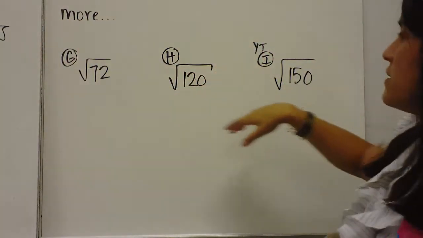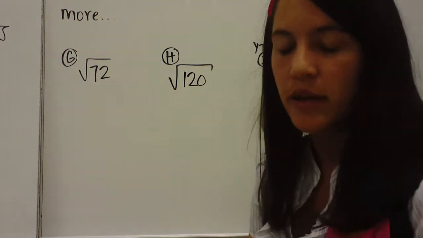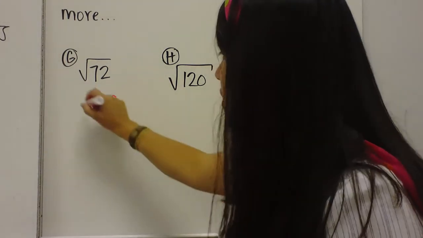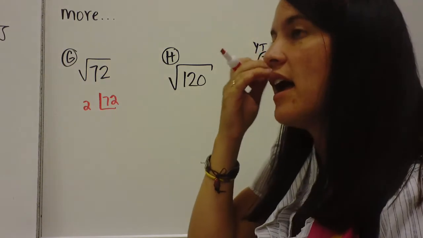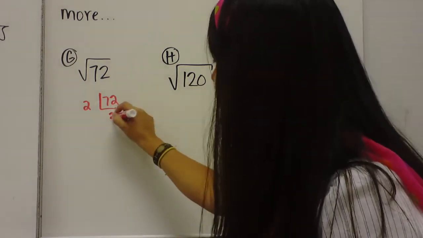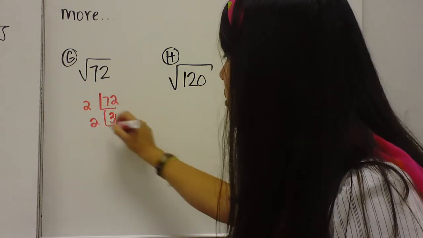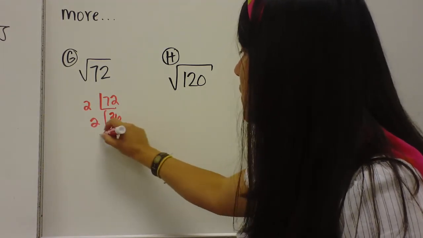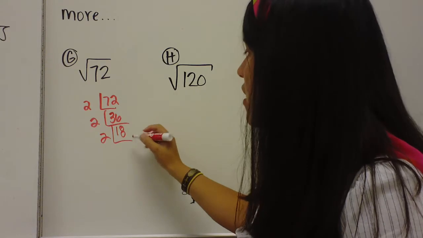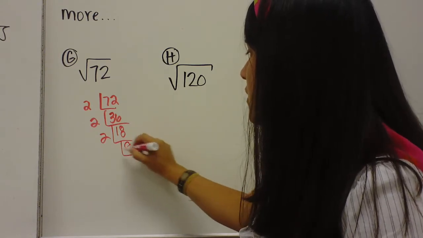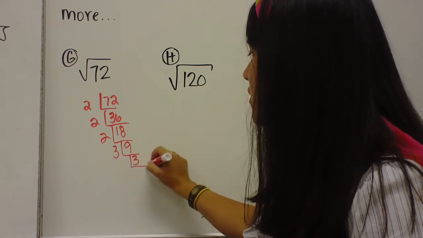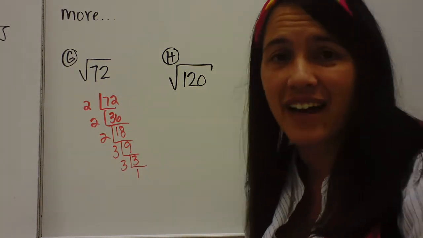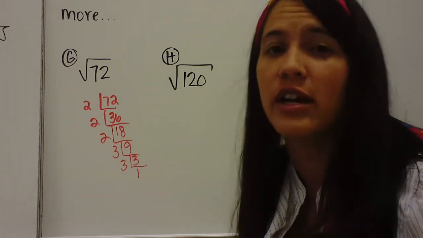Alright, so some more examples. 72. This one's going to be a little more difficult, so let me show you 72. 2. And 72 divided by 2 is 36. 2, which is 18. 2, which is 9. 3. And 3. So again, I'm just dividing and I'm using small numbers like 2, 3, and 5.